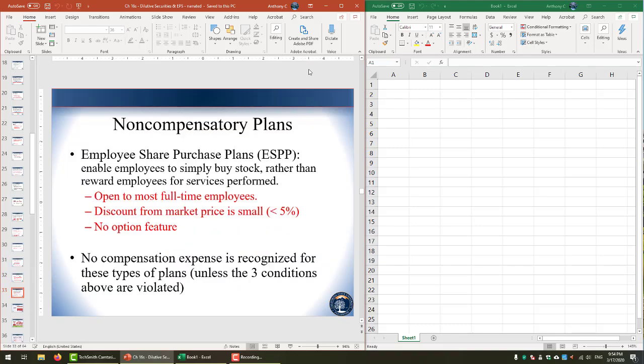The last thing we need to go over related to stock-based compensation is non-compensatory plans. A non-compensatory plan just means that employees have a share purchase plan, but pretty much this purchase plan just allows the employee to buy stock, but they're not getting much else. So if they're not getting much else, then they're not actually getting rewarded for anything. So we're not going to record compensation expense related to it.